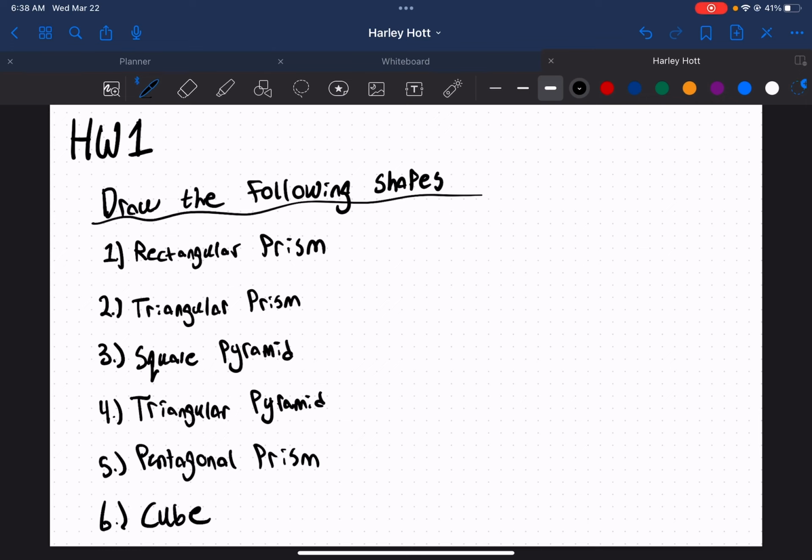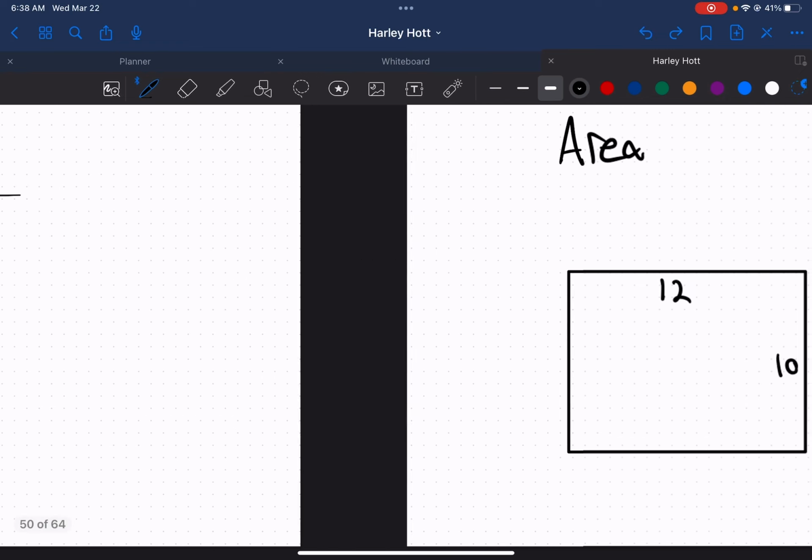I don't expect them to be perfect. I don't expect them to be neat and tidy. Just do your best. So that's homework 1. Draw these 6 shapes. Note that some of them are prisms, some of them are pyramids, right? What are the differences there, and what's that going to look like on paper?